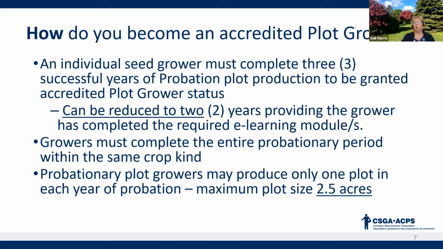You can only produce 1 probation plot in any given year of your probation. And historically, there was a maximum plot size of 1.25 acres for probation plots, but that's now changed. We're allowing the probation plots to be the same size as select plots or foundation plots. So that's another one of the changes for this year.